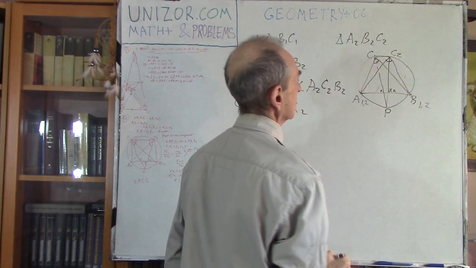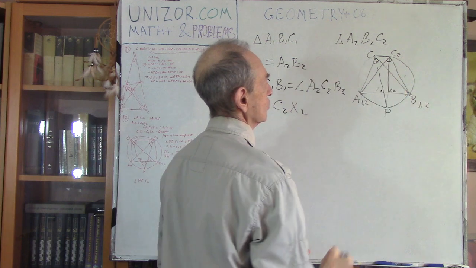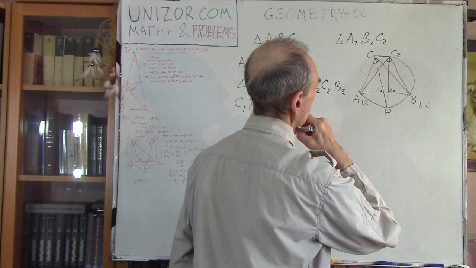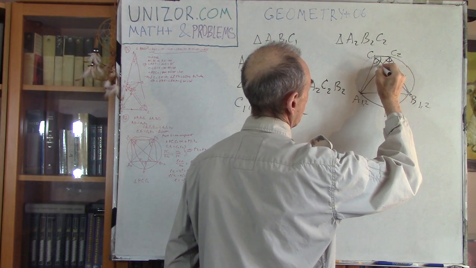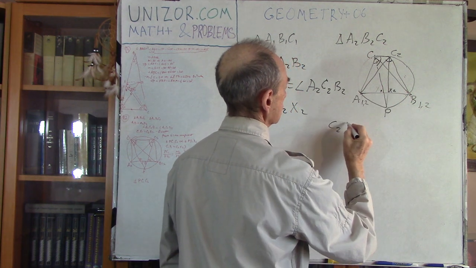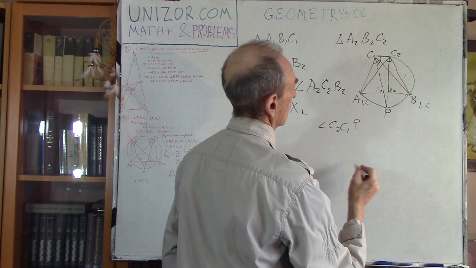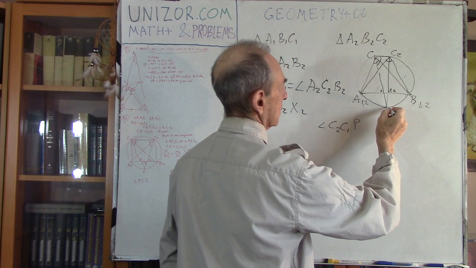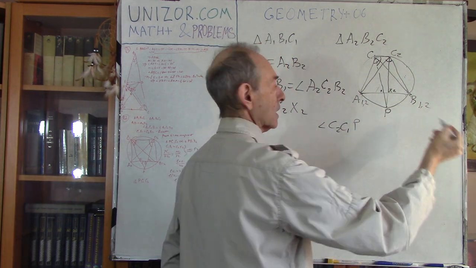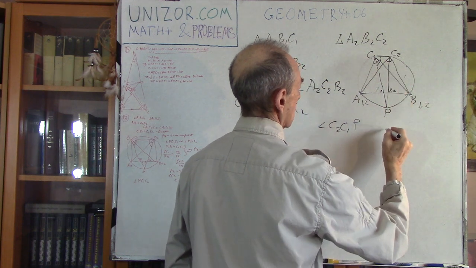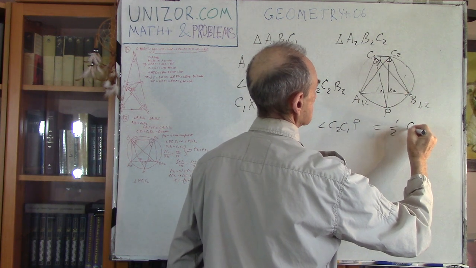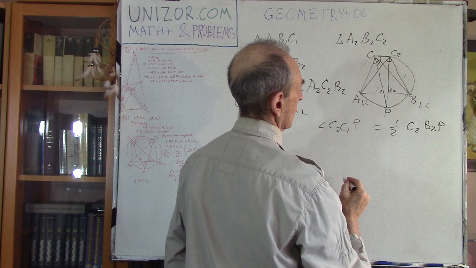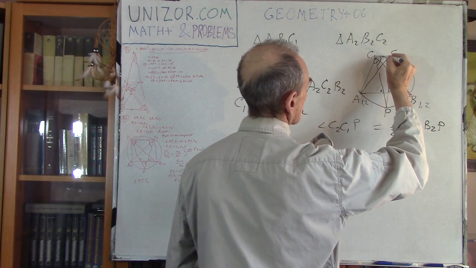Now we consider this triangle, P C1 C2. First, let's take a look at this angle, C2 C1 P. Now, it's inscribed, so it's supposed to be half of this arc. Well, meaning half of the central angle which is subtended by this arc, right? So half of this arc. So this angle is equal to one half of arc C2B2P.